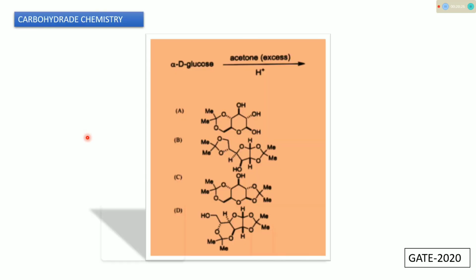So now the options: in A, B and C there are six-member rings, so these are not correct. In C, these two OH react with acetone, and these two OH react with acetone. In D, these trans OH react, and these are also at the 1,3 position, not 1,2. These two OH are at the 1,3 position, so this is not correct. So the correct option is B.